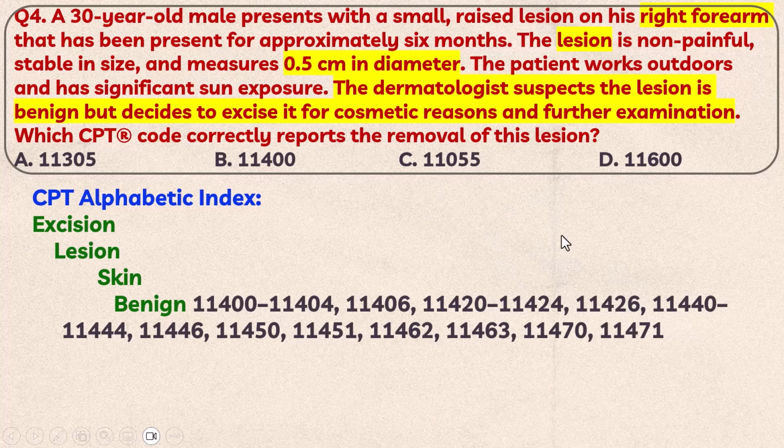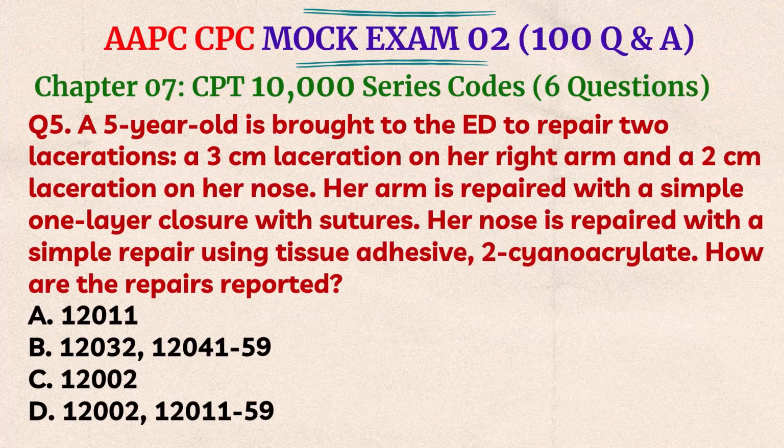So when you search, the correct answer will be answer B. Question number 5. A 5-year-old is brought to the emergency department to repair 2 lacerations, a 3 centimeter laceration on her right arm and a 2 centimeter laceration on her nose. Her arm is repaired with a single 1-layer closure with sutures. Her nose is repaired with a simple repair using tissue adhesive, that is 2-cyanoacrylate. How are the repairs reported?